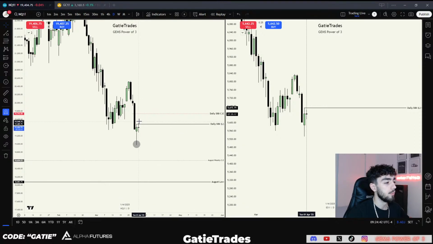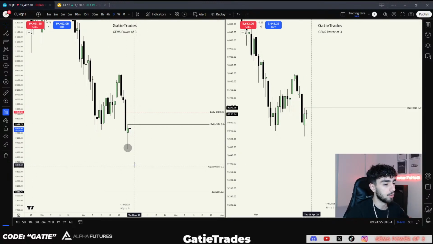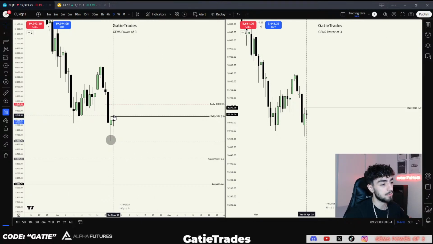One, we aggressively move lower and this SMT holds, okay? This SMT holds, in which case we'll see that visually on the chart when we get that aggressive displacement. It'll show willingness to go lower. It'll show willingness to take out previous day's low. And it'll show willingness to not enter the daily SIBI on ES.